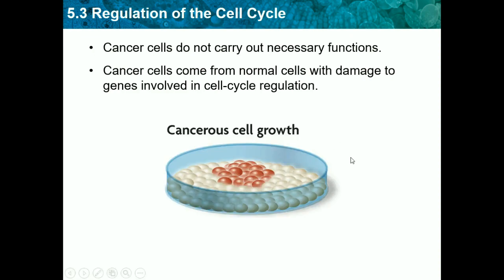So this is our example for a cancer cell, and although it's already touching all the other cells, as you can see in the middle, it keeps growing. You can kind of see another layer forming, so they're just going to keep growing because the cell cycle is obviously messed up. It doesn't stop after mitosis.